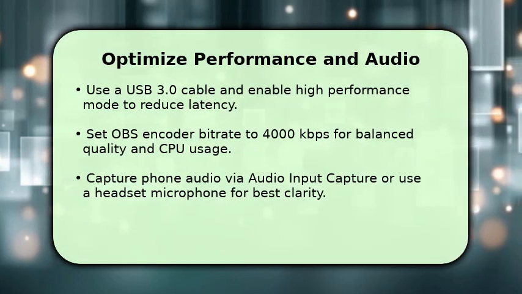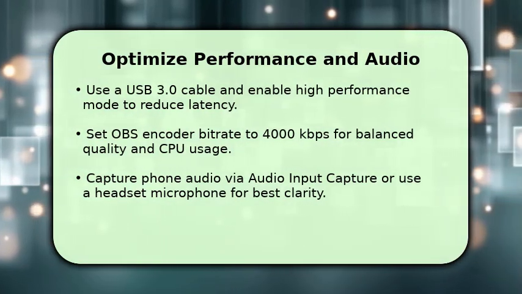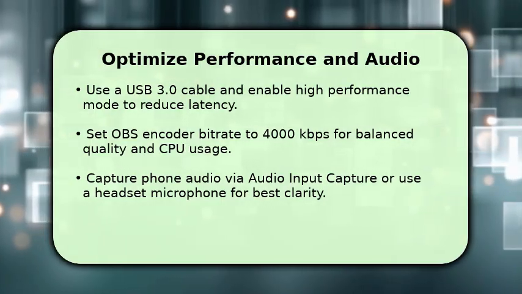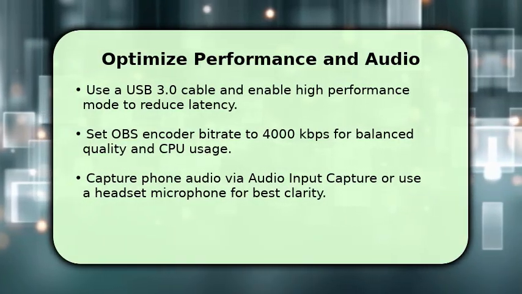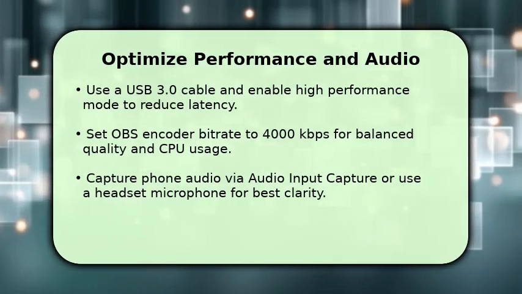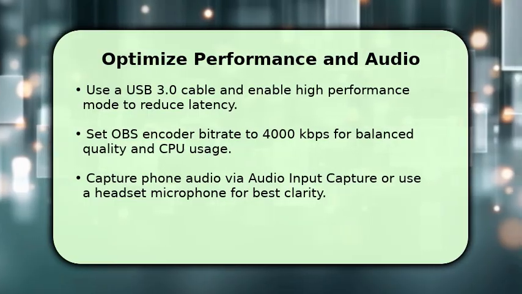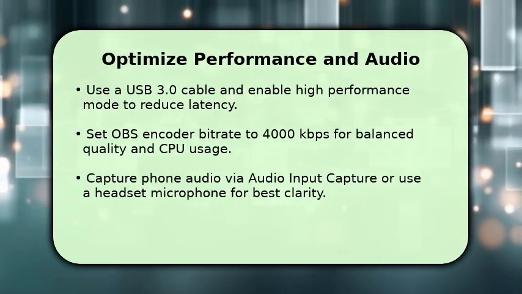To minimize lag, use a USB 3.0 cable and choose wired mode whenever possible. Next, enable high-performance mode on your PC and close background apps that use CPU or GPU. Then adjust OBS encoder bitrate to 4000 kbps for balanced quality and reduced bandwidth.